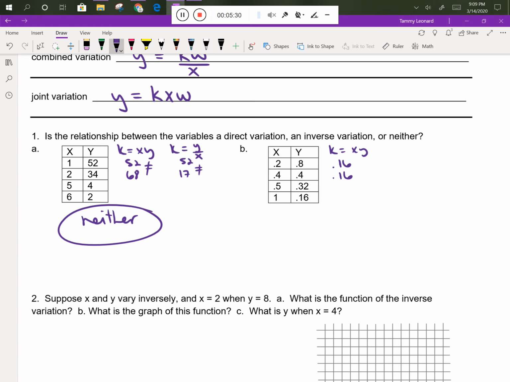So it's finally worth trying past the first two attempts. Well, half of 0.32 is 0.16, and 1 times 0.16 is 0.16. We found it. The constant of variation for this inverse variation problem is 0.16. So this one is an inverse variation.